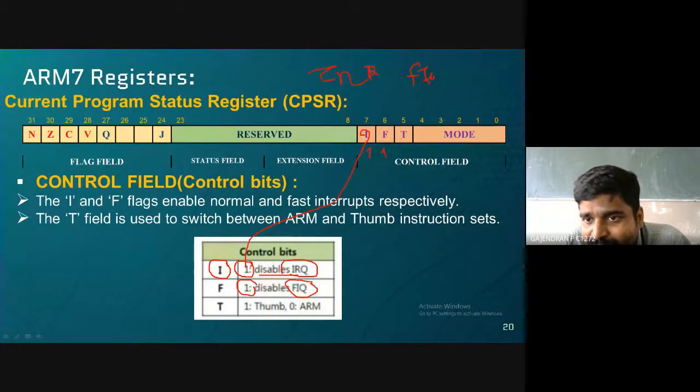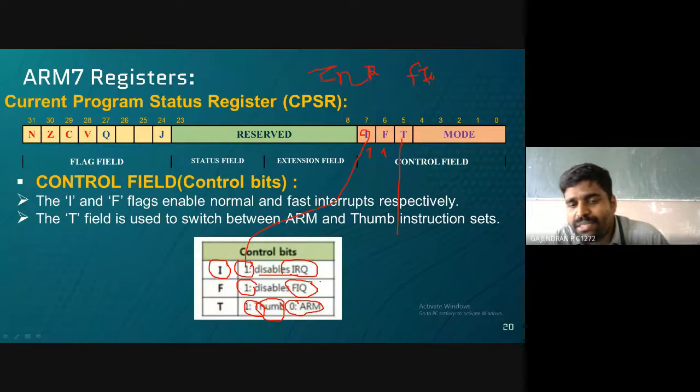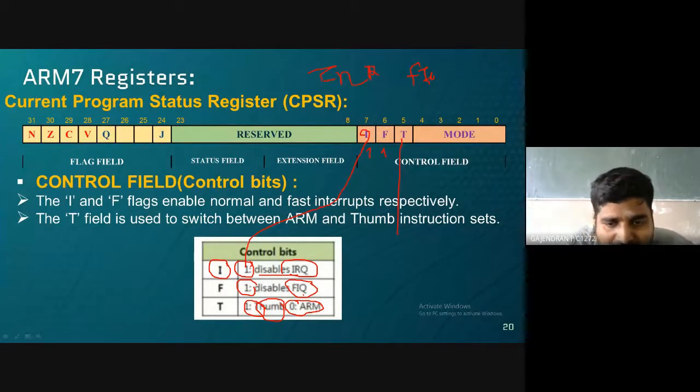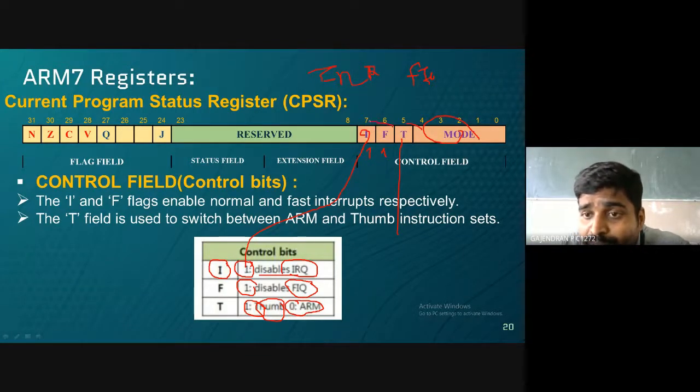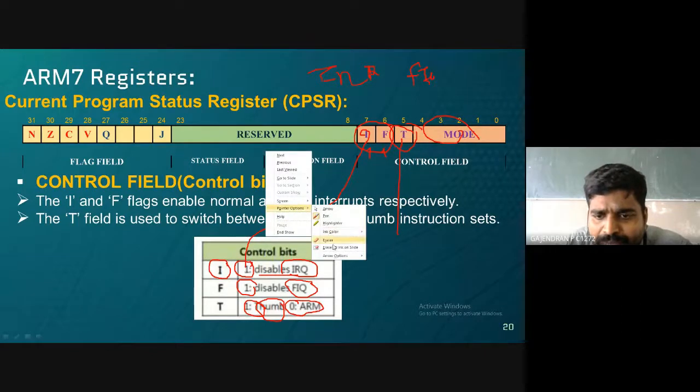But here T is a fantastic one. If I pass 1, you can execute the thumb instruction. If you pass 0, you can execute the ARM instruction. Is it clear, dear students? Therefore, it is called a control field. You can control the mode, you can control the interrupt, and you can control which type of instruction you can execute. So that's all.